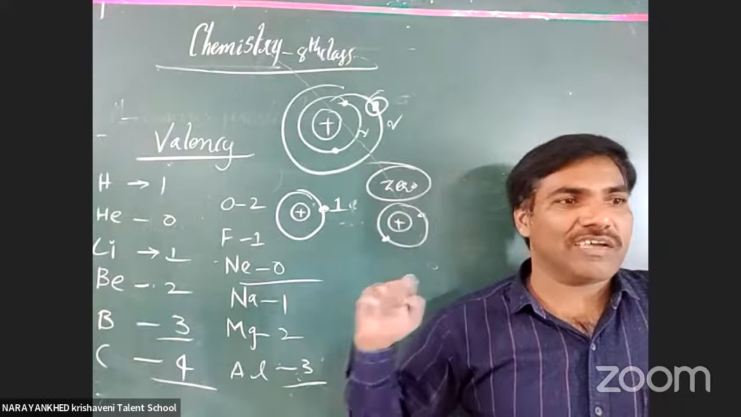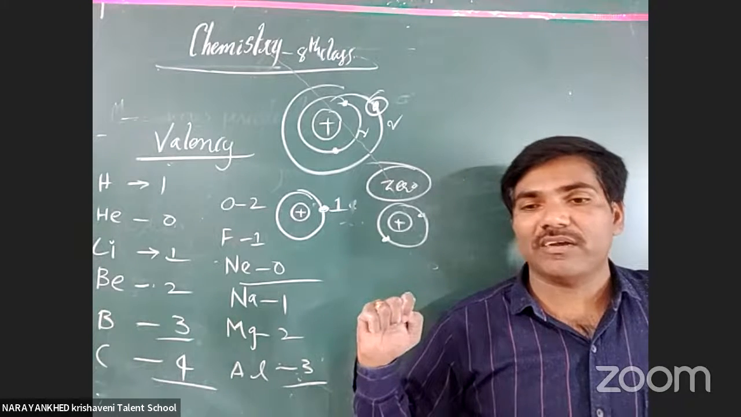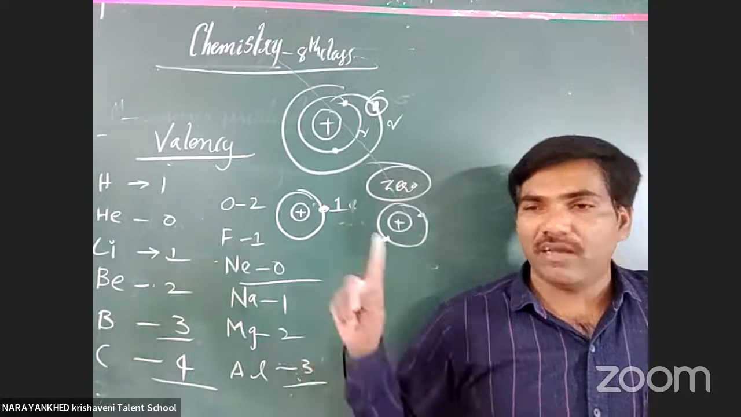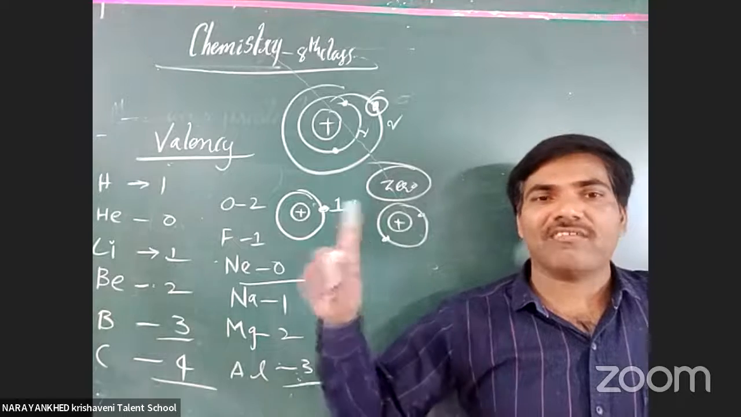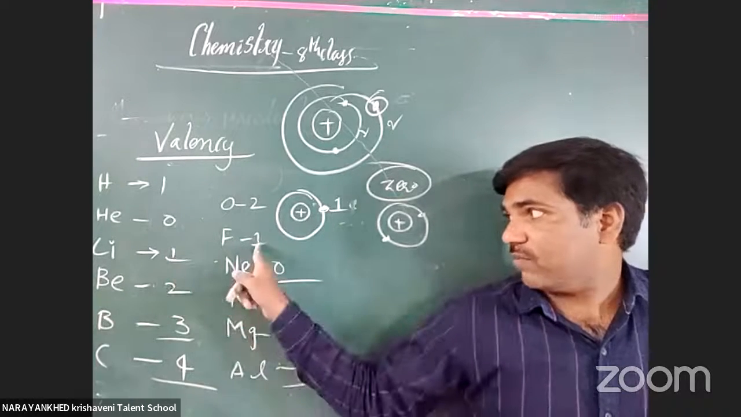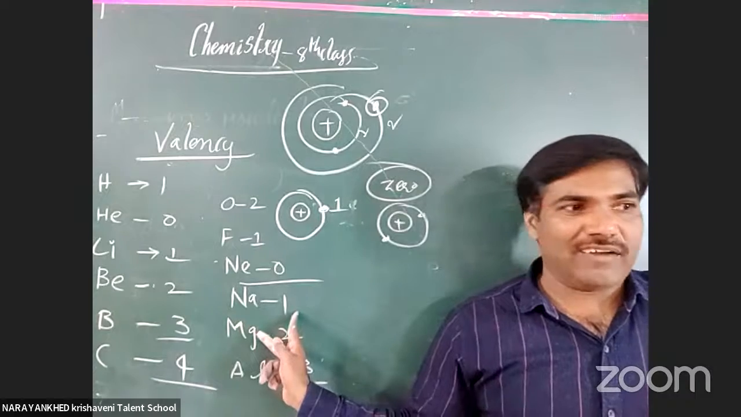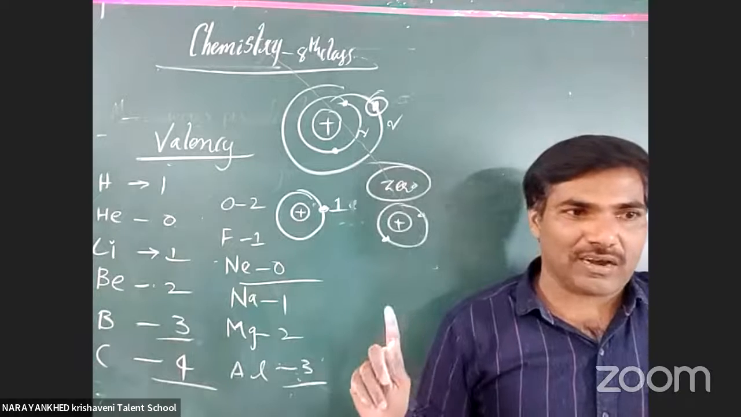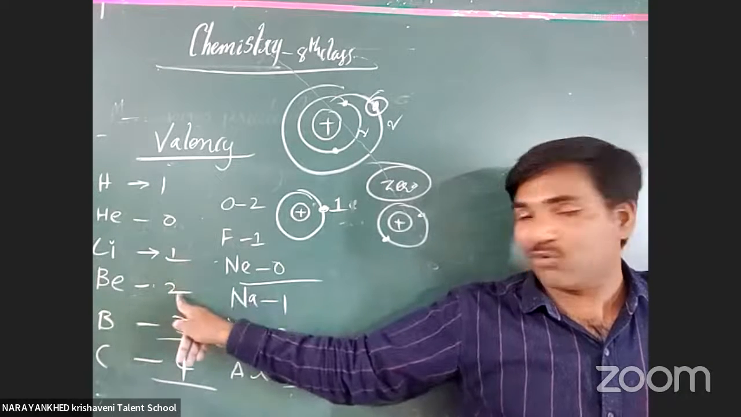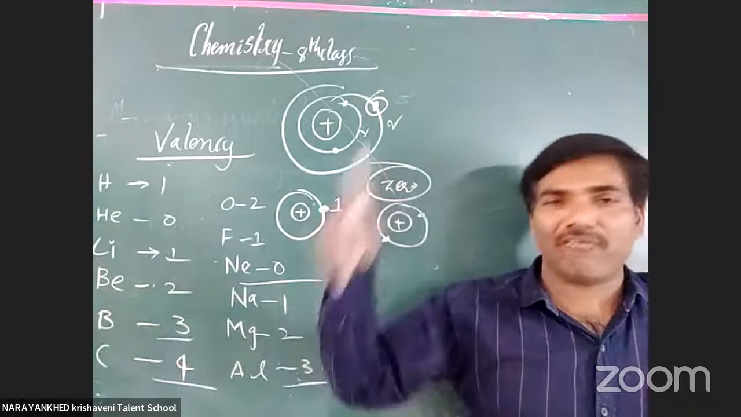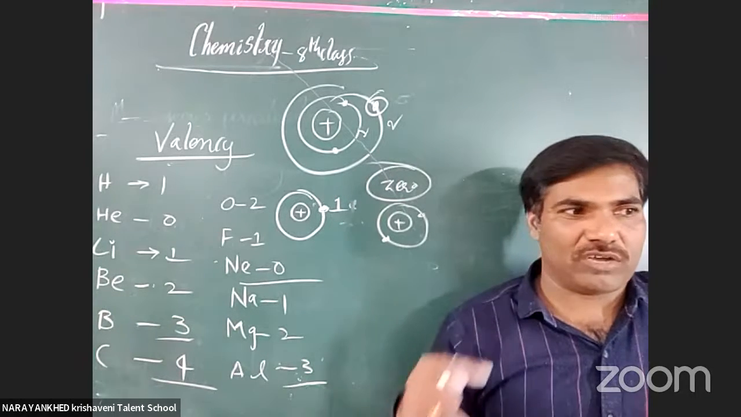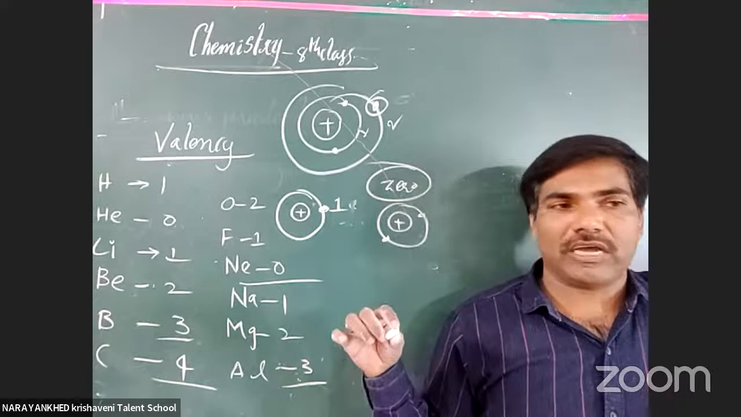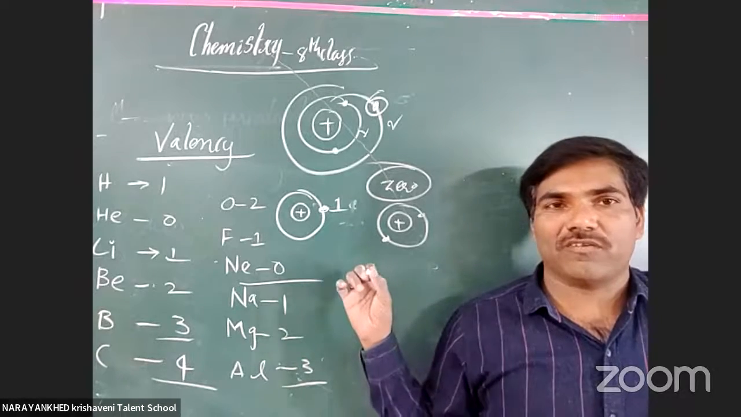Sir, why do we discuss valency in the periodic table? What is the reason? The valency is the same for elements in one group. Check here: lithium, sodium, potassium, the valency is 1. They are all together in one group. Clear or not? Suppose magnesium is 2, beryllium is 2, calcium is 2. They are all in one group. This is all about our periodic table properties.